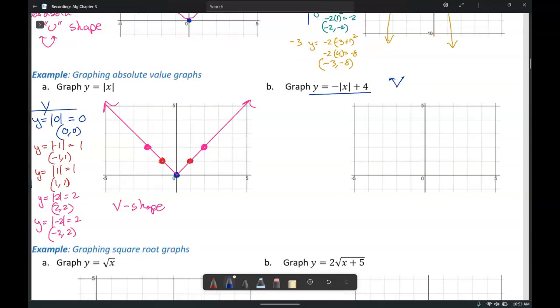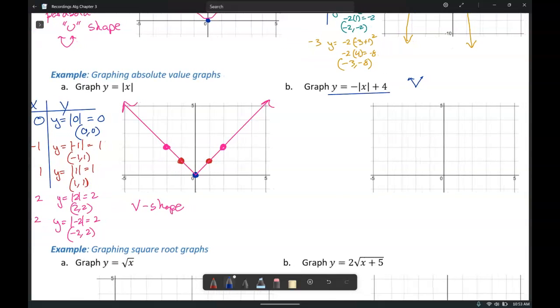So we know we need something with a V shape. And so let's take a look and see if we can get enough points in order to get this V shape. So starting with our XY chart, we'll start with 0, 1, and negative 1. y equals the negative absolute value of 0, plus 4, which equals 4. y equals the negative absolute value of 1, plus 4, which equals 3. y equals the negative absolute value of negative 1, plus 4, which also equals 3.